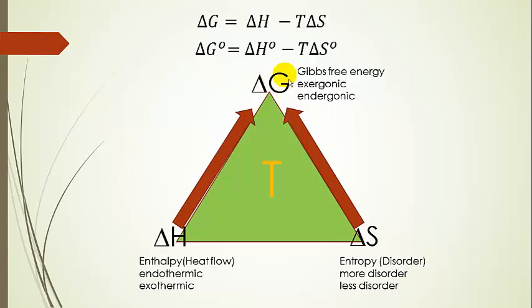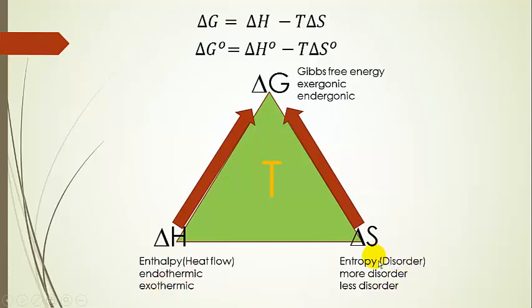And the contributions towards delta G are made by delta H, which we've studied before, is enthalpy, a heat flow. If delta H is positive, then the reaction is endothermic. If delta H is negative, the reaction is exothermic. Heat is given from the system to the surroundings in an exothermic reaction.